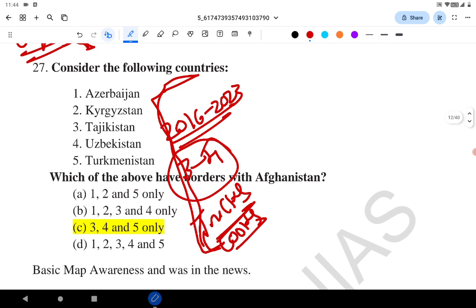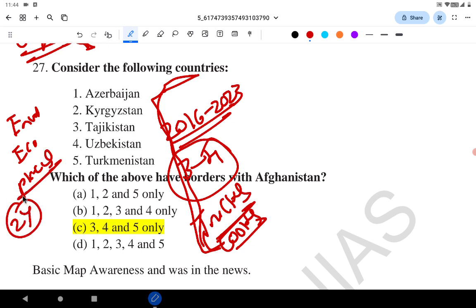Let's go to the next question. Consider the following countries that are bordering Afghanistan. This was in the news. Afghanistan was in the news. See, again, another thing: if possible, for environment, economy, and places in news, try to cover 2 years. Don't stress yourself. If possible, try to do it for 2 years. Actually, it was asked in 2022. I think it was in the news in 2021, the Afghanistan Taliban issue.